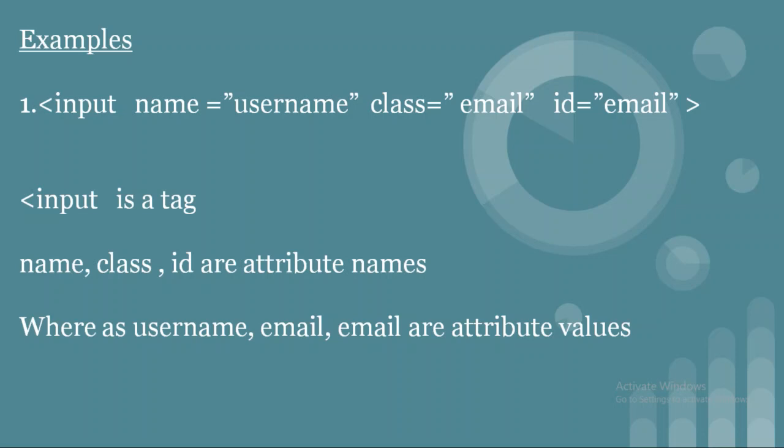Now observe that code. Name, class and ID, these are called attributes. So these attributes are name, class and ID. The values of these attribute names are username, email. These are called attribute values. Hope you guys are clear. This is a simple code to demonstrate how HTML code is represented. Okay guys, let's see another example.